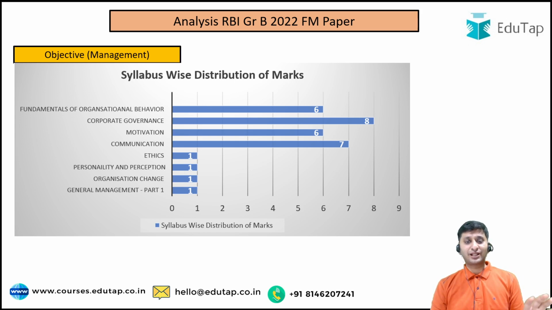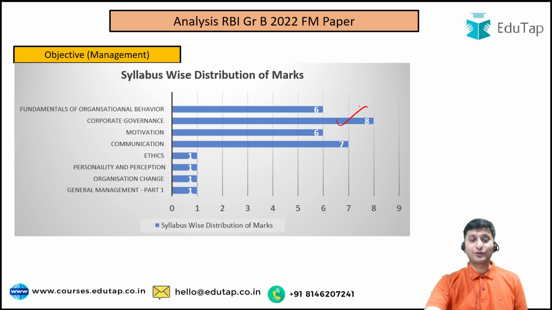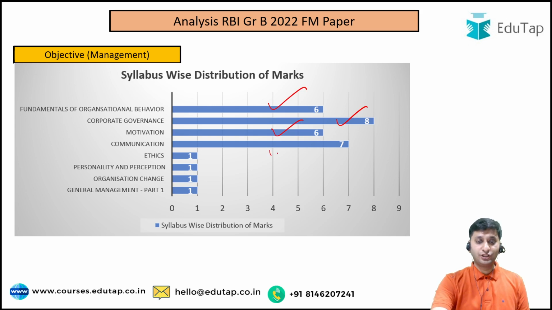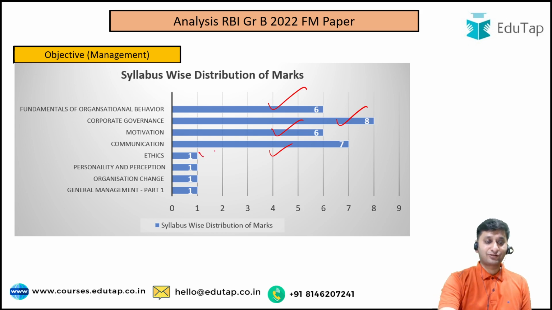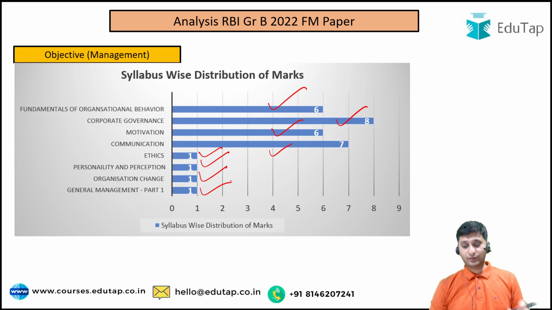Now if I talk about the syllabus wise distribution of marks, I would say it was a pretty balanced paper. I think they tried to put questions from almost every chapter. The highest marks were from corporate governance, 8 marks. Here 4 questions on CSR were asked. Then fundamentals of organization behavior, 6 marks. Motivation, 6 marks. Communication, which usually people tend to ignore, was worth 7 marks. Ethics, personality and perception, organizational change and journal management, each worth 1 mark.